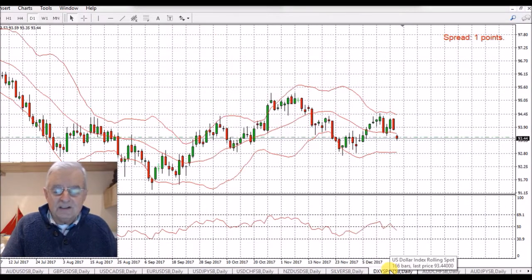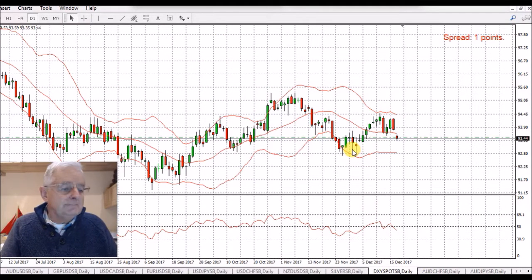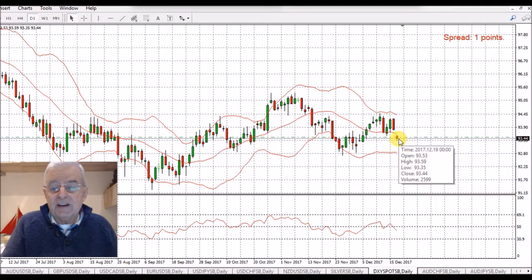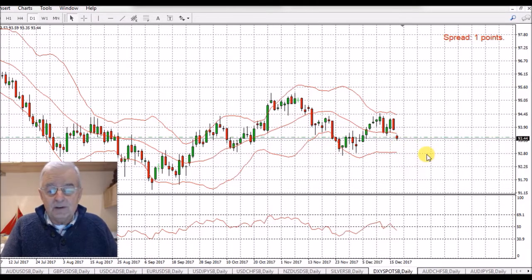Just a quick look at the DXY. It gapped down this morning. I've got a little trade on it. I'm looking for more strength in the dollar, so we'll see where that goes to.